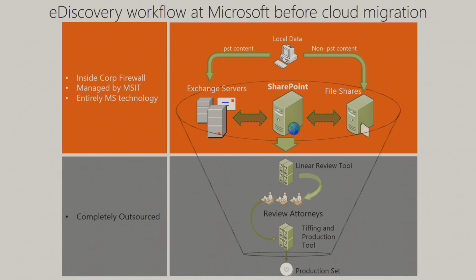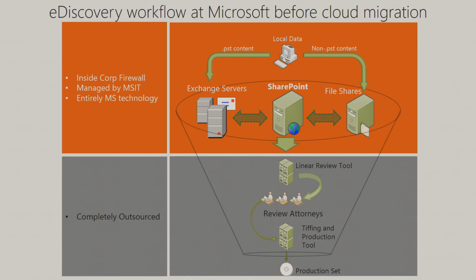So what does that mean from an implementation, deployment, and tools use perspective? This shows what the eDiscovery process looked like at Microsoft before they moved to the cloud. We were using Exchange and SharePoint 2013. If you look at the gray box at the bottom, this represents the lit support vendor. They use a linear review tool, and they have a set of contract attorneys looking through that stuff. That process has remained fairly static and unchanged over the last 10, 15 years.